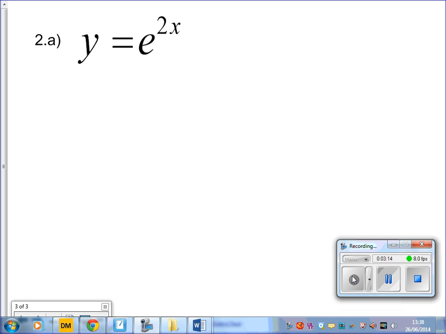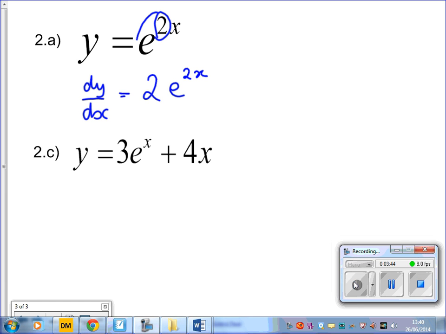In question 2, we're looking at e to the 2x. So dy/dx, and you'll remember that e to the x differentiates to e to the x. This time we've got e to the 2x. The 2x remains the same. This part hasn't changed. I need to bring this 2 down to the front. So dy/dx equals 2e to the 2x.